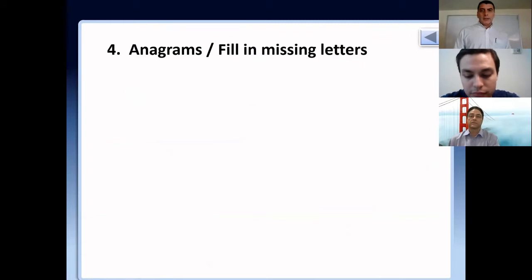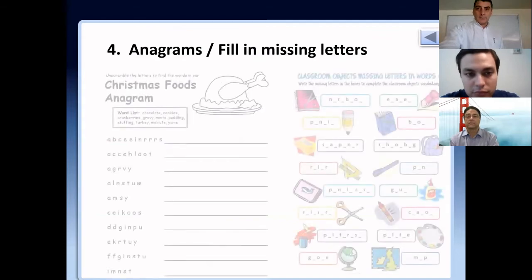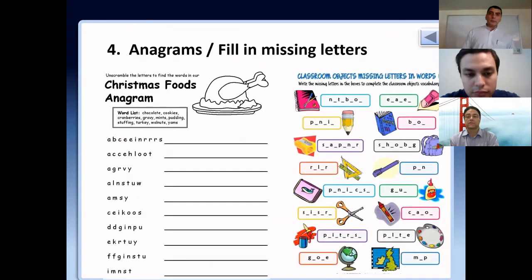A slight variation is where the letters are in the right order, but some of them are missing, and you have to fill those in. So, a couple of examples here. The one on the left, yes, those are the anagrams. They have to put the letters in the right order to spell the word. And the one on the right, fill in the missing letters to complete the word. Good.